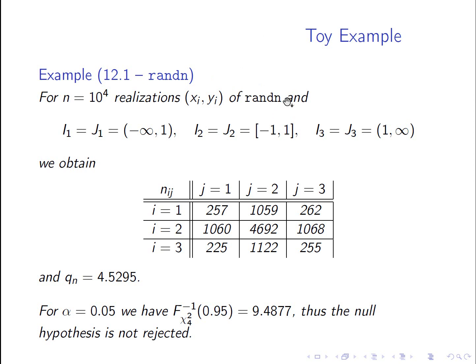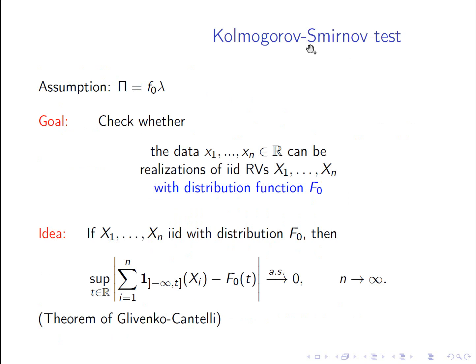And now let's look at goodness of fit tests. So the Kolmogorov-Smirnov test is one of the tests which does this. So here we need the assumption that our target distribution has a continuous distribution function, and assuming that the target distribution has a Lebesgue density f0, this is enough.